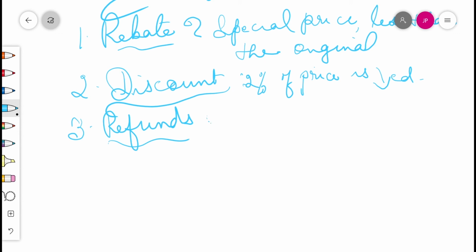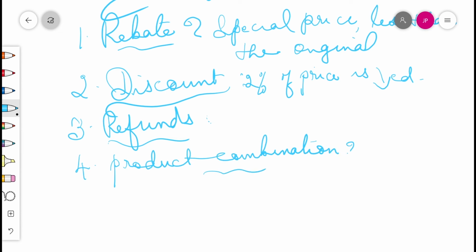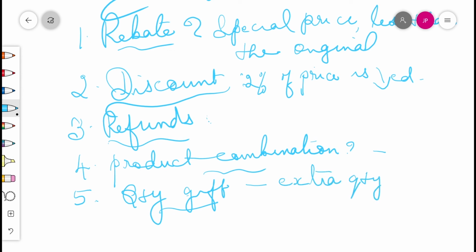Fourthly, product combination. It involves offering another product as a gift on purchase of a product. For example, a toothbrush free with 200 grams of Colgate toothpaste, or 100 gram Parle biscuit free with the purchase of 1 kilogram of Kisan tomato sauce, etc. A lot of examples you know very well, better than me. Then quantity gift. It refers to offering extra quantity, 30% extra. For example, one soap free on purchase of 3 soaps, or Tata Tea offer of 40% extra quantity, etc.